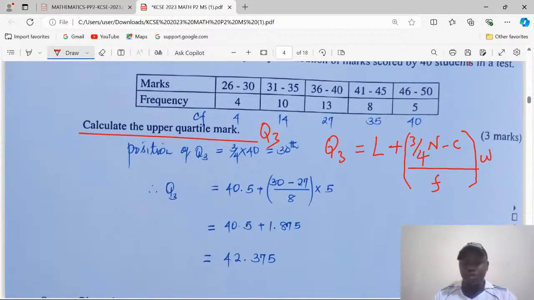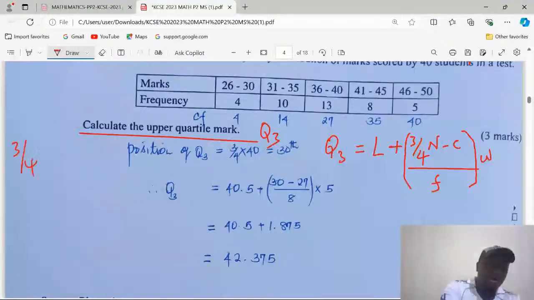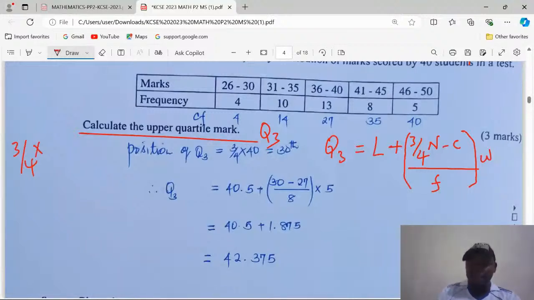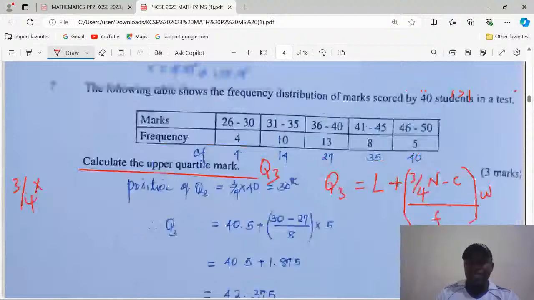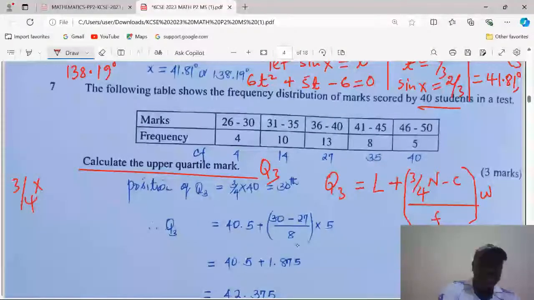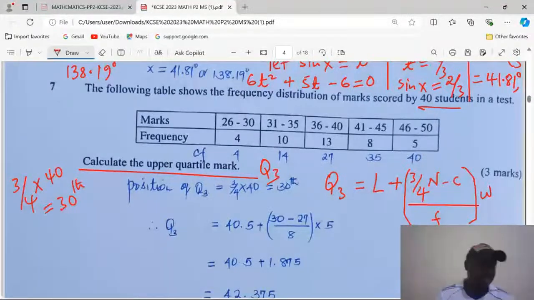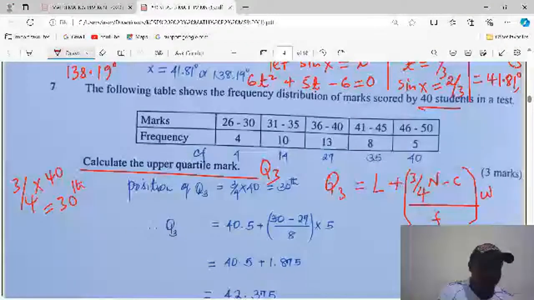The first thing we are going to do here is to obtain such a class. So we need to get 3/4 of the total frequency. The examiner is saying that this is for 40 students. So the total frequency is 40, which means we are working with the 30th mark scored by the student.